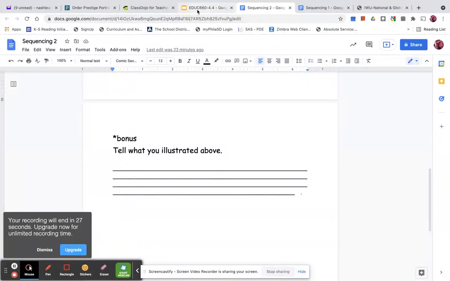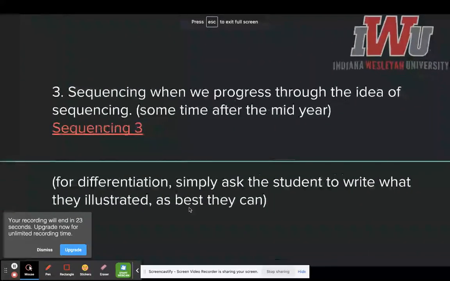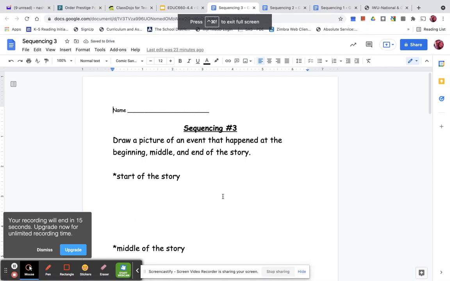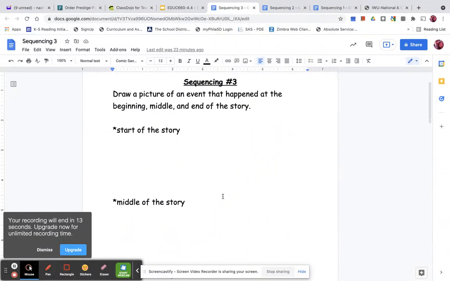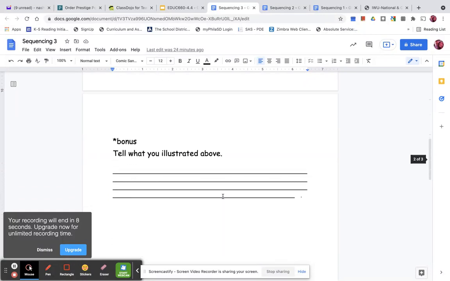And finally, let's go through here. Sequencing, as when we progress to the idea of the end of the year. Now, this is anytime after the mid. And again, it'll look like the first two. Sequencing 3, draw a picture, start, middle, end, bonus.